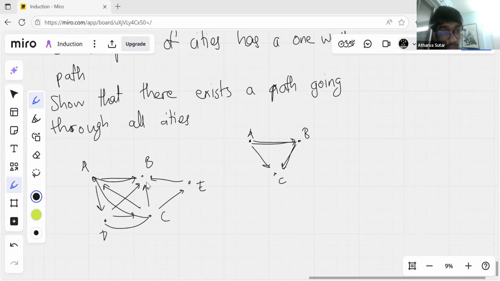Here, the path for n plus one cities is D to C to A to B, right? Now where would you put E in this scenario? You can't put it at the end because B has to be the endpoint. And you can't even put it in the beginning, for example, because there might be a path like D goes to E. So you can't exactly put E at the beginning or the end, right?